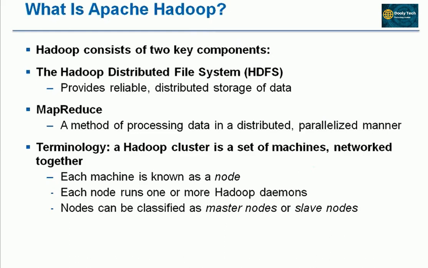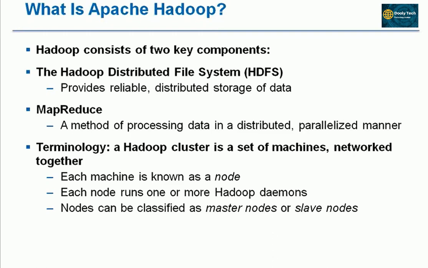Hadoop consists of two key elements. It's included on the big data appliance for storage and processing. So a very quick overview of Hadoop: if you want to describe Hadoop in a sentence, it's a means of providing distributed storage and processing of data using commodity hardware. The Hadoop distributed file system is for reliable storage of data, and then the MapReduce framework is a method for processing data in a distributed and parallelized manner.